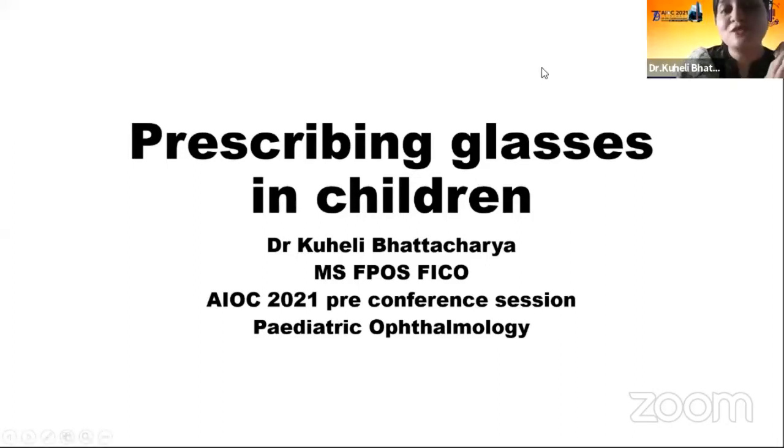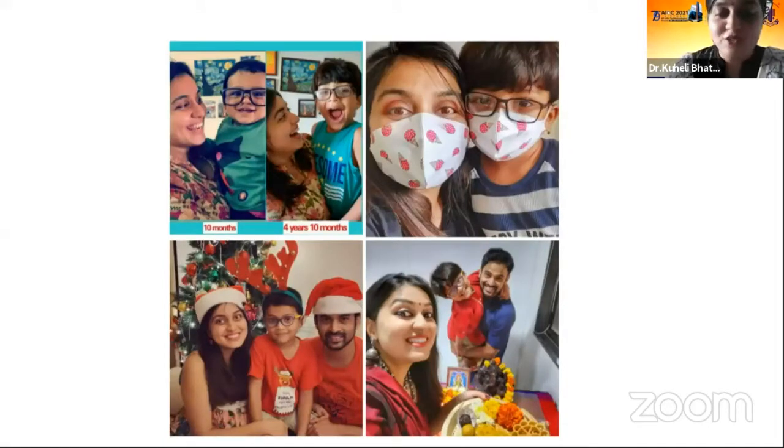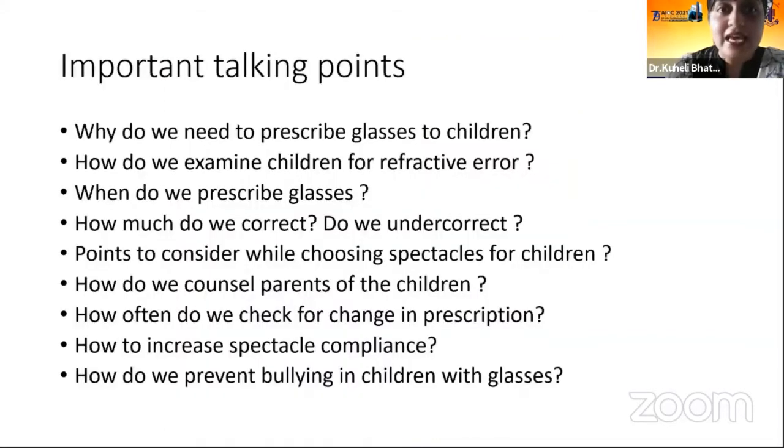So let's move on to a beautiful topic, which is the bread and butter of all pediatric ophthalmologists, which is prescribing glasses in children. My first slide is of my son, which is to show that not only am I the doctor, but I'm also the parent here, a parent whose child has astigmatism and wears glasses. Therefore, the talking points of my talk will be, why do we need to prescribe glasses in children? How do we exactly examine children for refractive error, which was already covered by Dr. Renu? When do we prescribe glasses? How much do we correct?